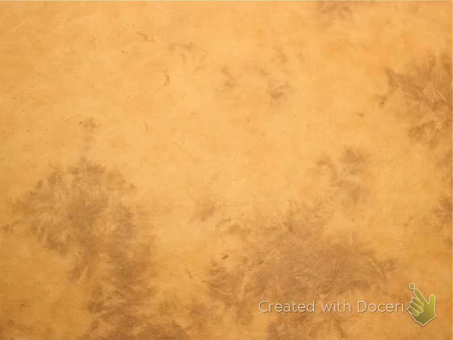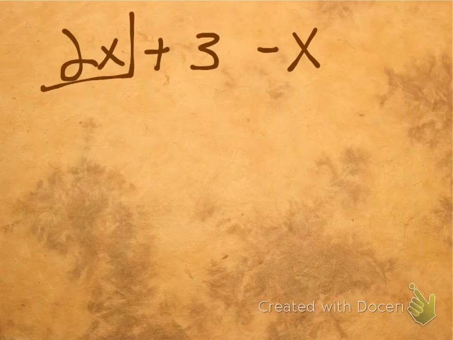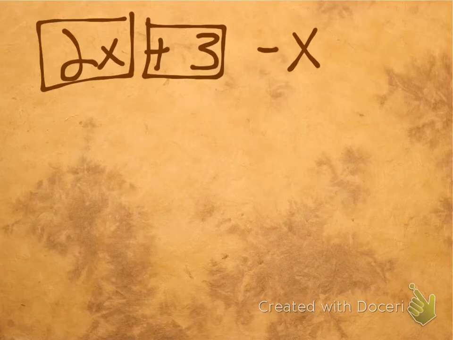Alright, so what I mean by a more advanced equation is something along the lines of 2x plus 3 minus x. So we've got multiple things in here, but first thing we've got to be able to do is combine our like terms. Now before I show you how, I can go ahead and show you the different terms. We've got 2x, we've got plus 3, and we've got minus x. So these are our three different terms in this problem.